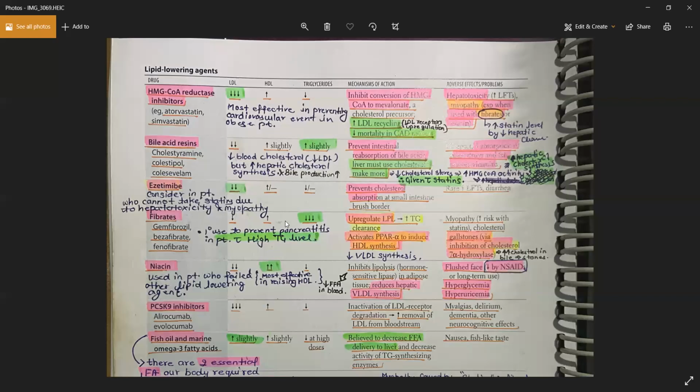Whenever the patient is having diabetes or a risk of acute pancreatitis from this high triglyceride level, you will use the drug fenofibrate. Okay, they will upregulate the LPL, which is lipoprotein lipase, so that the triglyceride clearance could be increased. They will also activate PPAR alpha. Please remember this name. Okay, fibrates work through PPAR alpha.